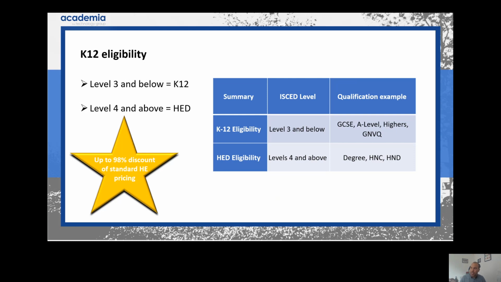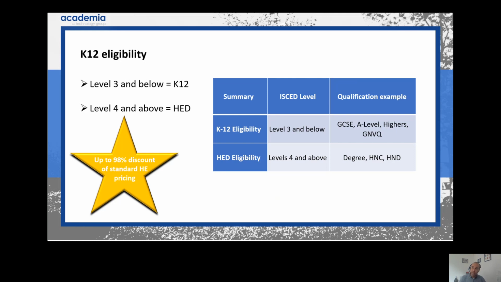Put this in perspective, the discount from commercial pricing to education is significant. The discount from higher education pricing, which you may be paying today, you could save up to 98% if you qualify and are eligible for K-12 pricing. It is huge. So again, make sure you're aware of where your students are, what buckets they fall into, and that will really help you reduce your cost.